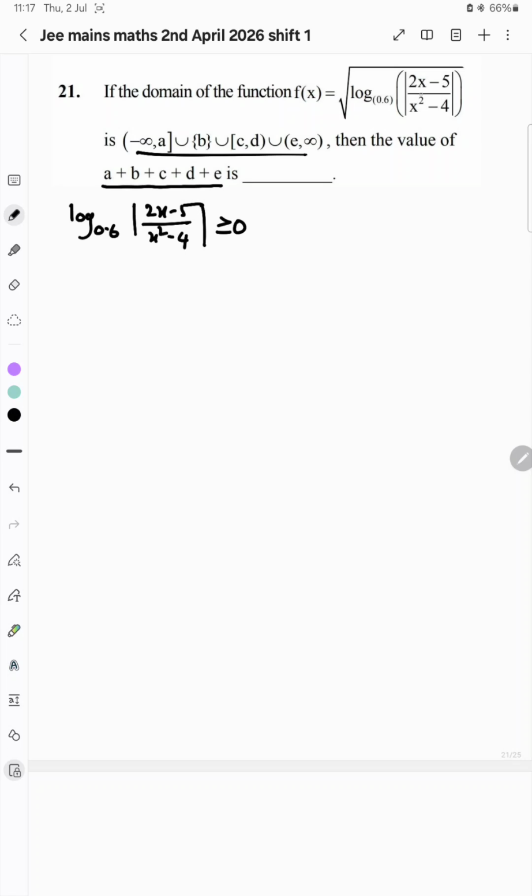Next, mod is there, so the result is always non-negative, but wherever it is 0, log is undefined, right? So wherever the numerator is 0, that is 2x minus 5 is 0, it is undefined. So 2x minus 5 must not be 0, so x is not equal to 5 by 2.